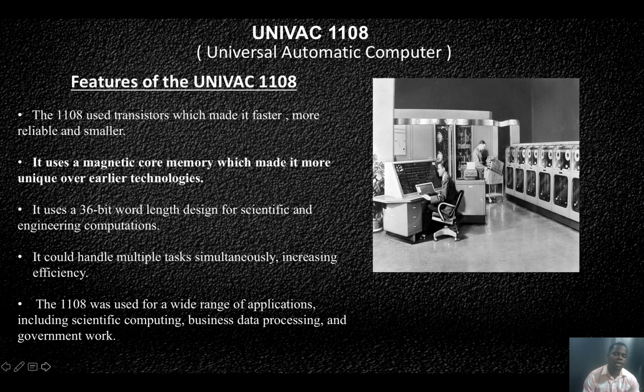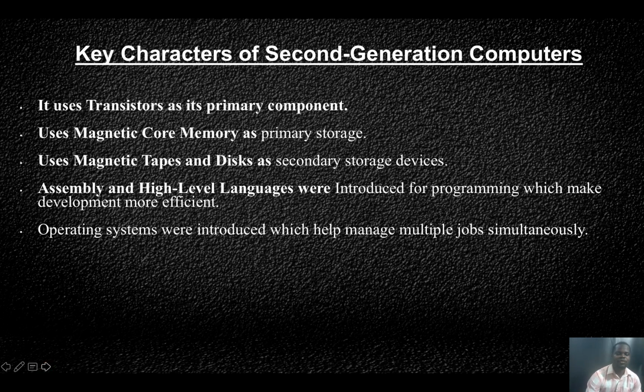Then the 1101 was used for a wide range of applications. What are some of them? Scientific computing, business data processing, and some government work. It does all of them, which helps this machine to be a unique one among these second generation computers. So we've talked about the examples of second generation computers.